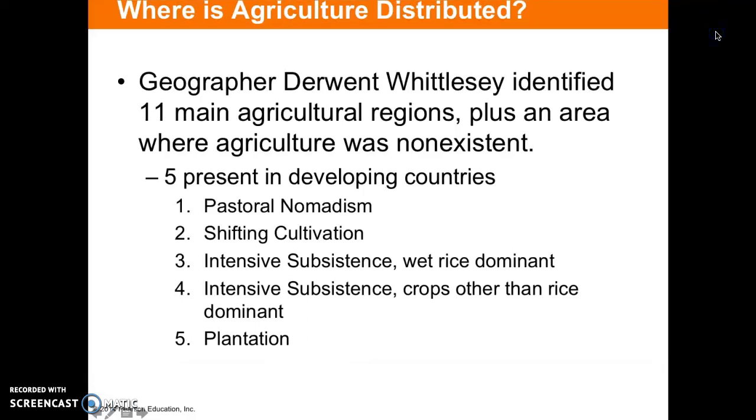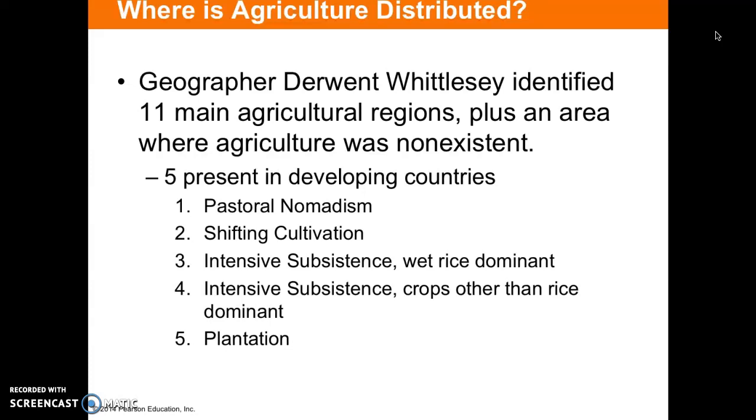So as you're reading about types of agriculture found in developing countries and developed countries, or subsistence versus commercial agriculture, these are the main types you need to know. So there are 11 agricultural regions. These main agricultural regions are spread over the entire world, and there's also an area where agriculture is non-existent. There are 5 agricultural regions present in developing countries.